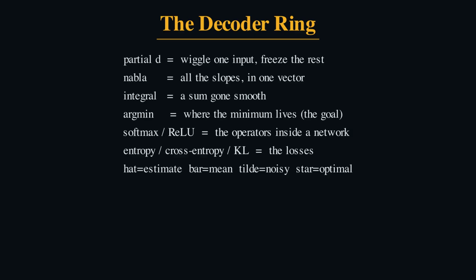Softmax and ReLU are the operators inside a network. Entropy, cross-entropy, and KL divergence give us our losses. And the little marks on top. Hat is an estimate, bar is a mean, tilde is noisy, star is optimal. Stack all of these, and there is almost no symbol in a modern paper you cannot now read.